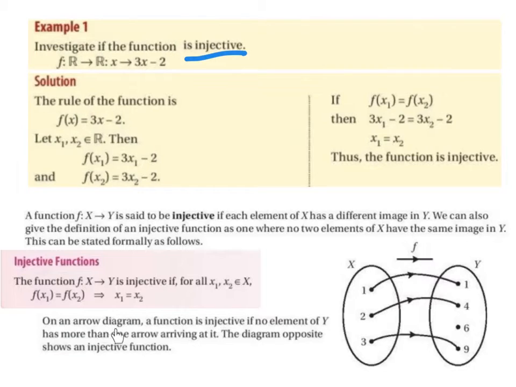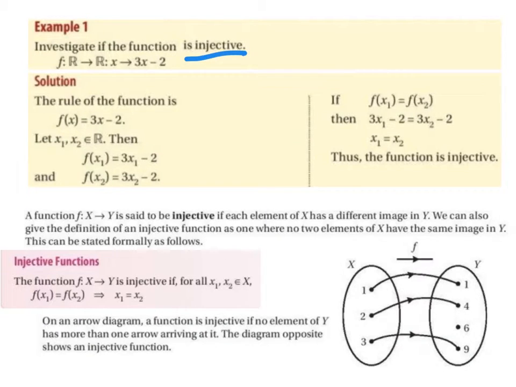So on an arrow diagram, a function is injective if no element of y has more than one arrow arriving at it. The diagram opposite shows an injective function. So no element of y has more than one arrow arriving at it. So we see 1 goes to 1, 2 goes to 4, 3 goes to 9. So the y values have only one x value connected to it, one arrow connected to each y value.